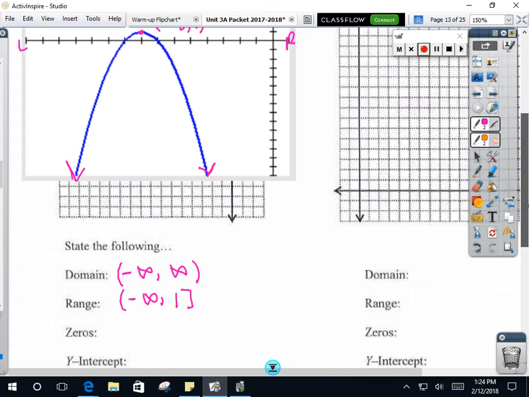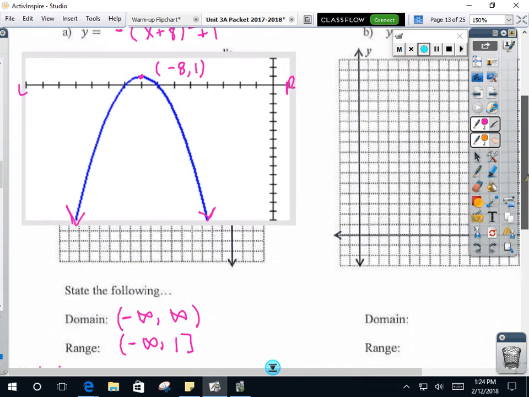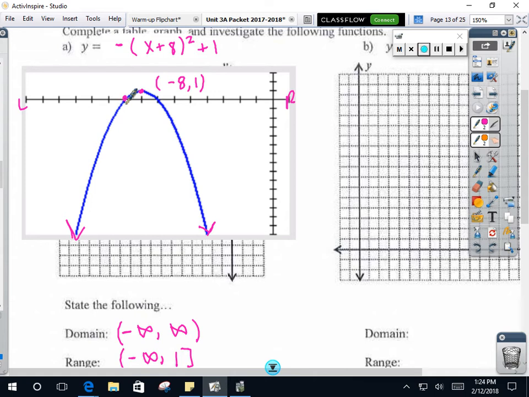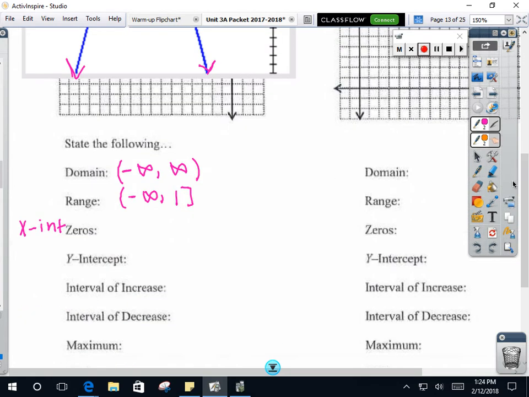Now, zeros is just another word for x-intercepts. So how many zeros exist with this parabola? 2. Here's an x-intercept, and here's an x-intercept, and they're located at negative 7, 0, and negative 9, 0. Not always.